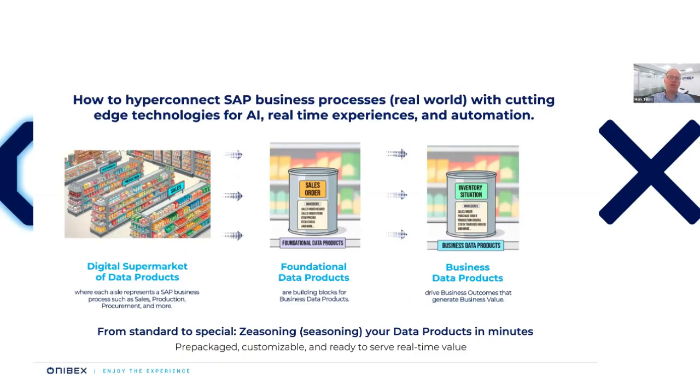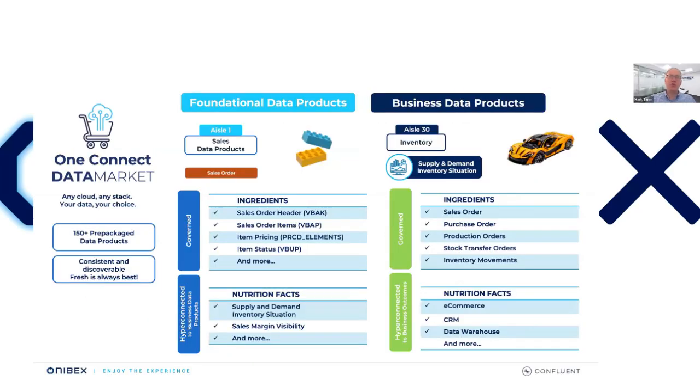Where you've got different aisles to go down, right? A sales aisle, a production aisle, et cetera. And you can think about our foundational data products as a sales order, right? So we're combining different elements to get to a sales order. And then we're taking those sales orders and using Flink processing to give you an actual business case, right? An inventory situation, for example. So as we go through this virtual supermarket, we've got over 150 prepackaged data products.